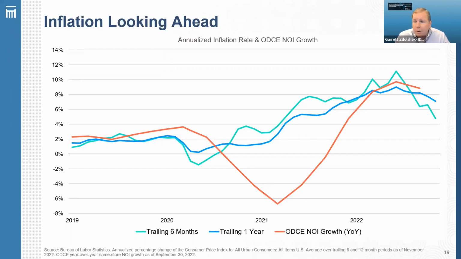So switching gears a little bit, I mentioned inflation and rising NOIs. I thought it'd be interesting to look at the trailing inflation numbers. CPI, inflation. The blue line is what you typically hear about with the 1 year. The lighter blue or teal line is the trailing 6 month. And I thought it was really interesting when you overlay ODCE NOI growth on that kind of 1 year basis.